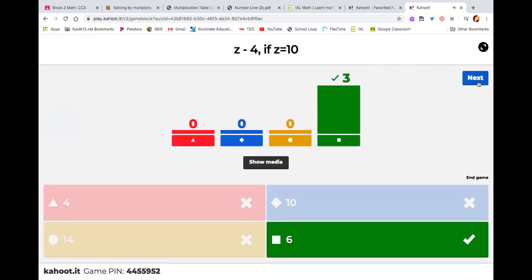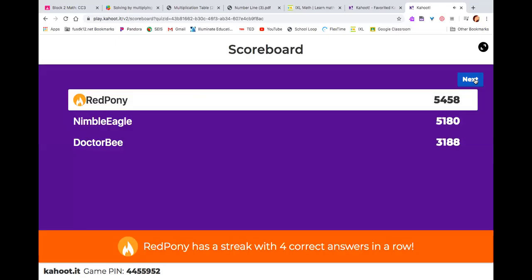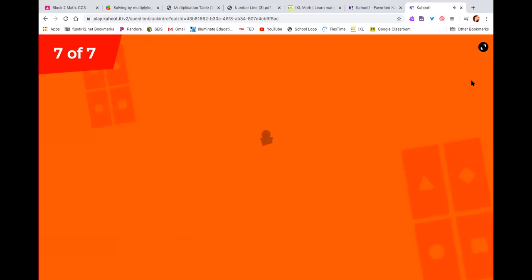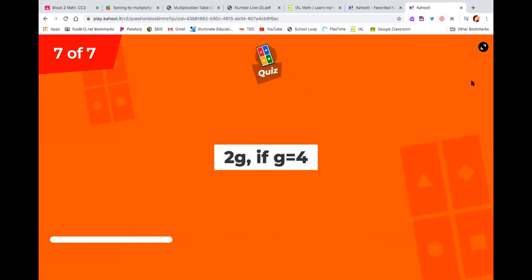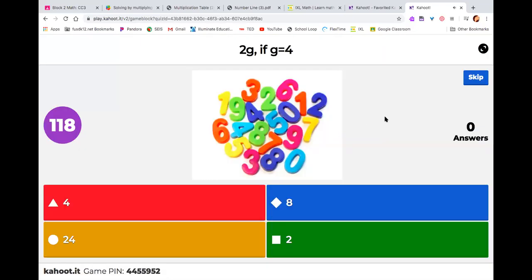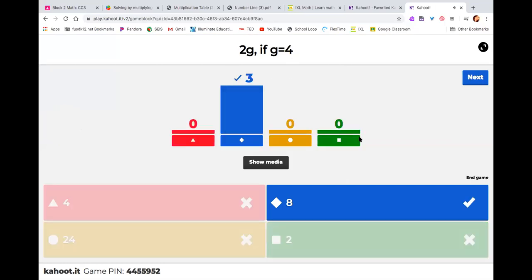Look at that, 100% again. Now you have 4 in a row. 2g if g is equal to 4. Awesome, 100% again.